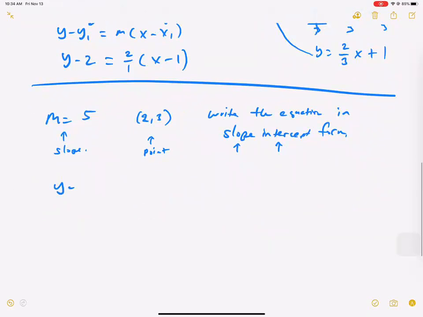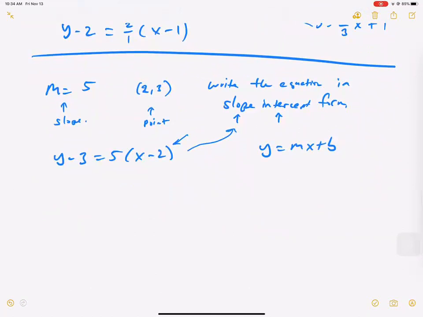Y minus y1 is equal to m times x minus x1, which is going to be 2 here. And what we're going to do, we're going to multiply this out and transform it to slope-intercept form. We'll transform it to y equals mx plus b. How do you transform it? This is straight week 1, algebra 1. We're going to get rid of the parentheses. Everyone, look, I'm going to multiply out the parentheses.